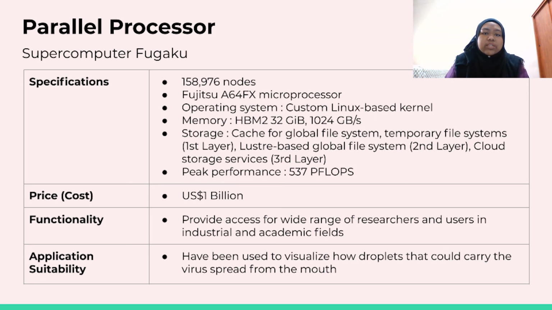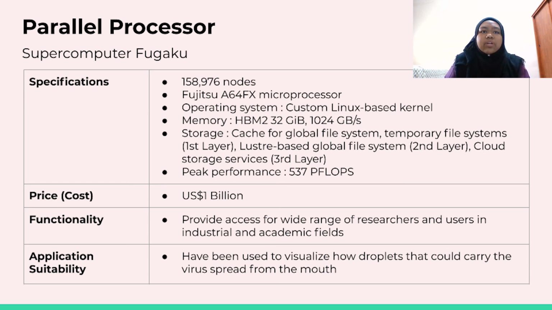For storage, it has 3 layers. The first layer is used as cache for the global file system and temporary file system. The second layer is the Lustre-based global file system. The word Lustre is derived from Linux and cluster. Lustre is a type of parallel distributed file system, generally used for large-scale cluster computing. The third layer is for cloud storage services. The peak performance of Supercomputer Fugaku is 537 petaflops, and the cost to make it is $1 million.